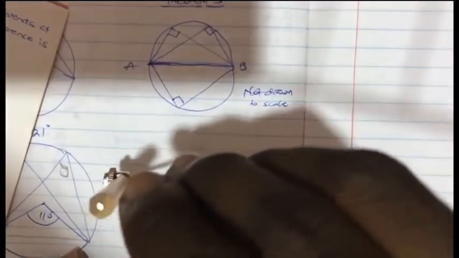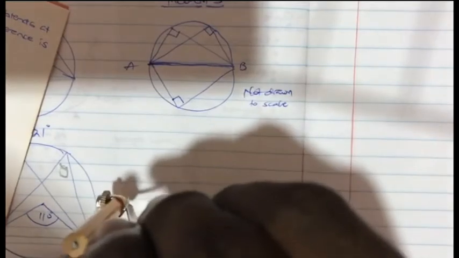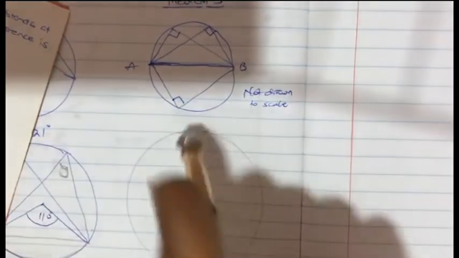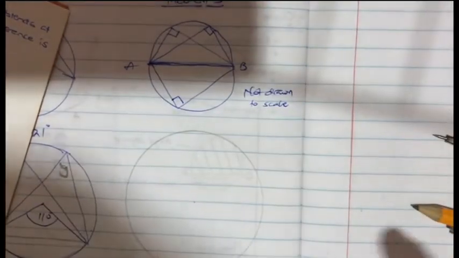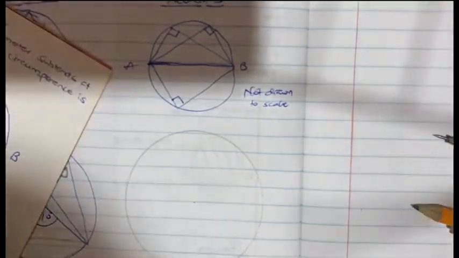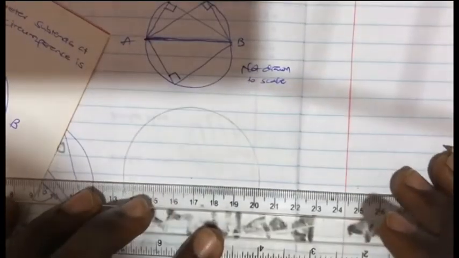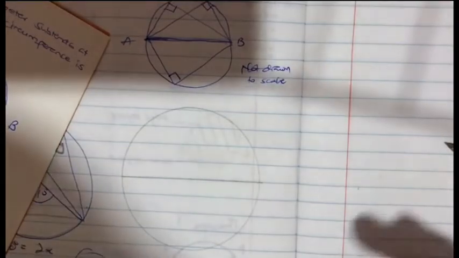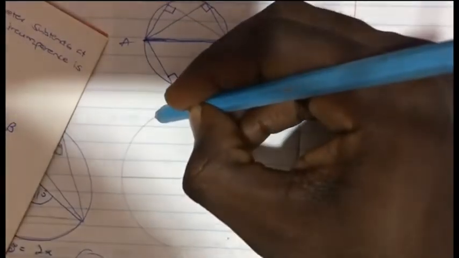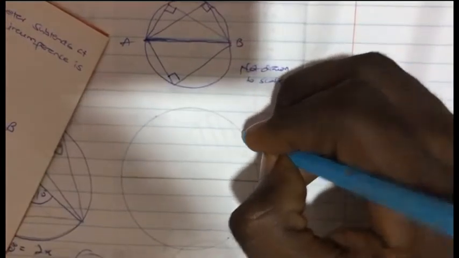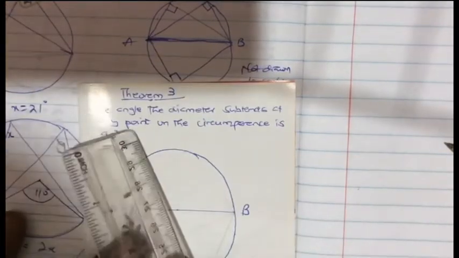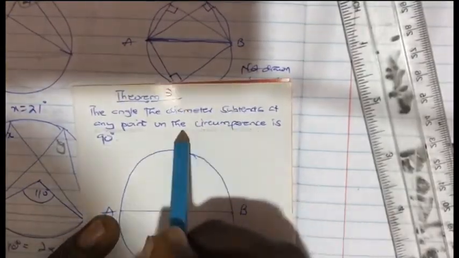So with the aid of a pair of compasses, okay, this is my circle, and this line is my diameter. So let me draw that line. So I'm going to choose some points at random. Okay, so I'll choose this point. So these are points on the circumference, okay? Because the rule stated that at any point on the circumference.